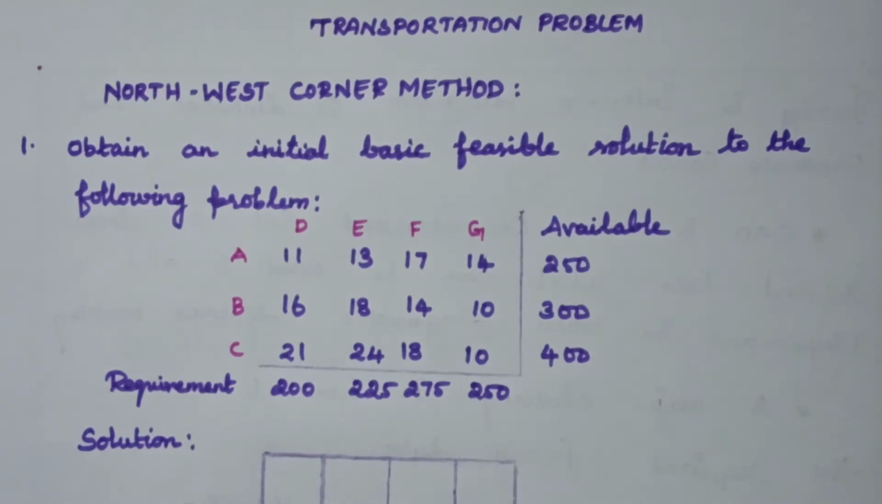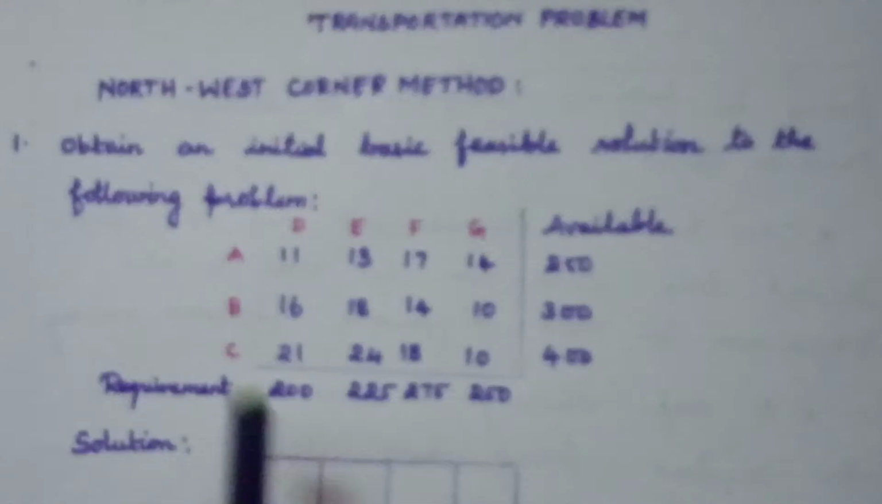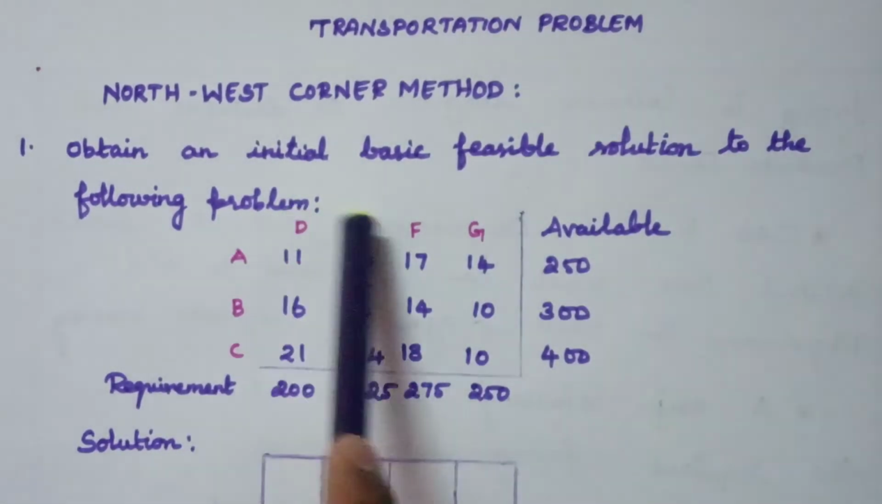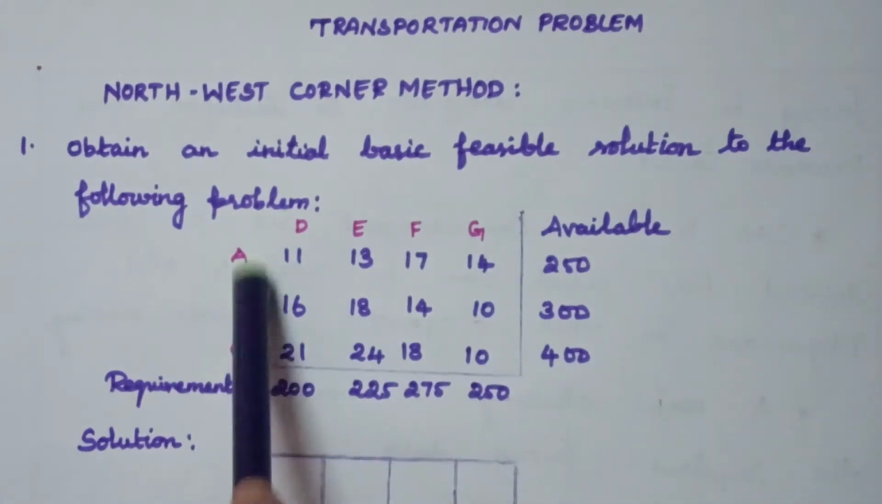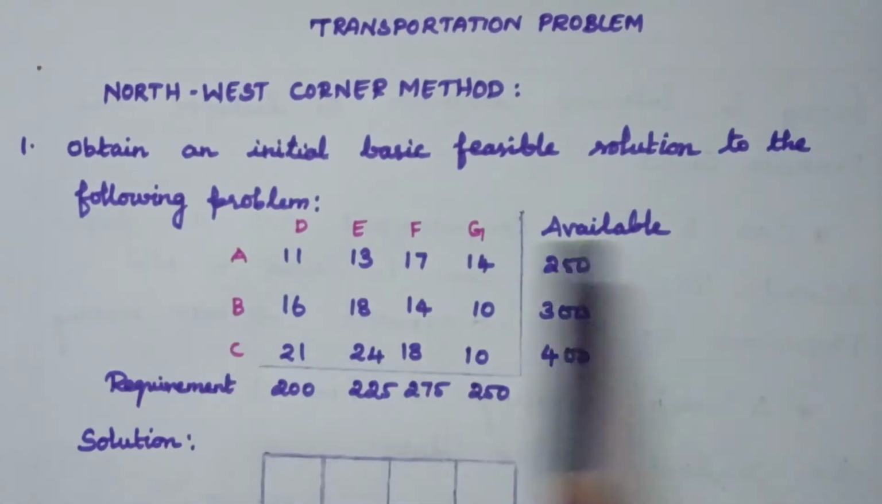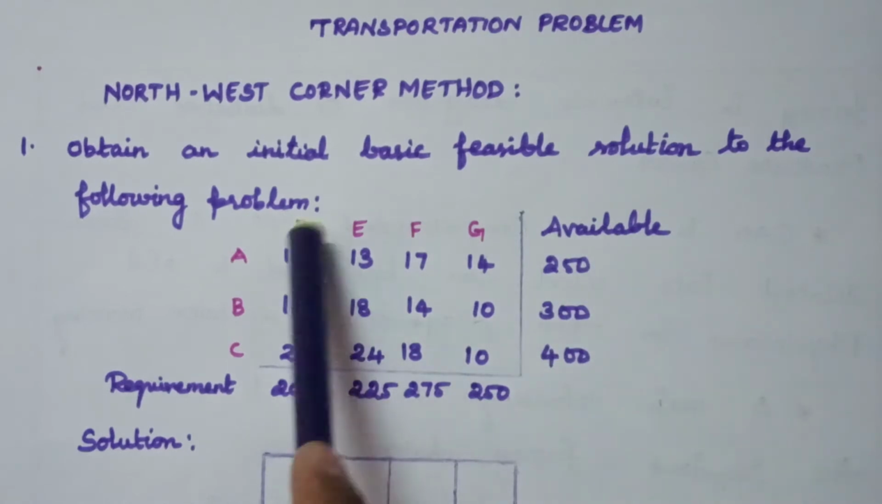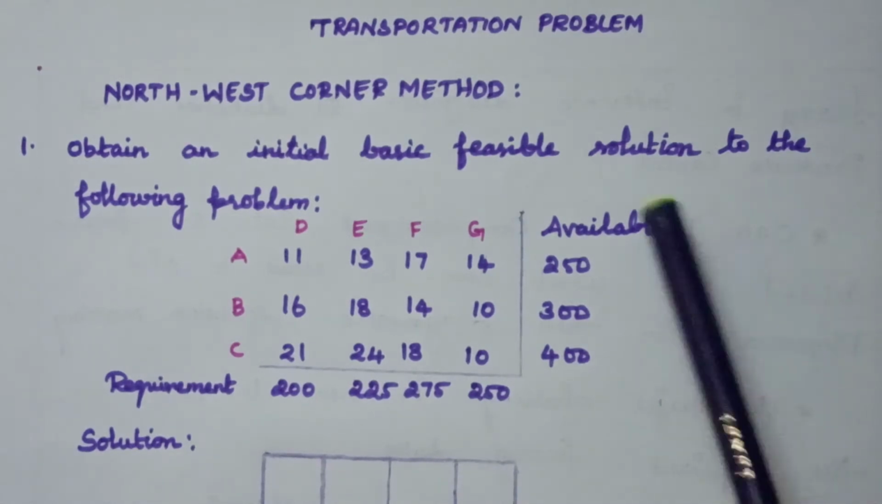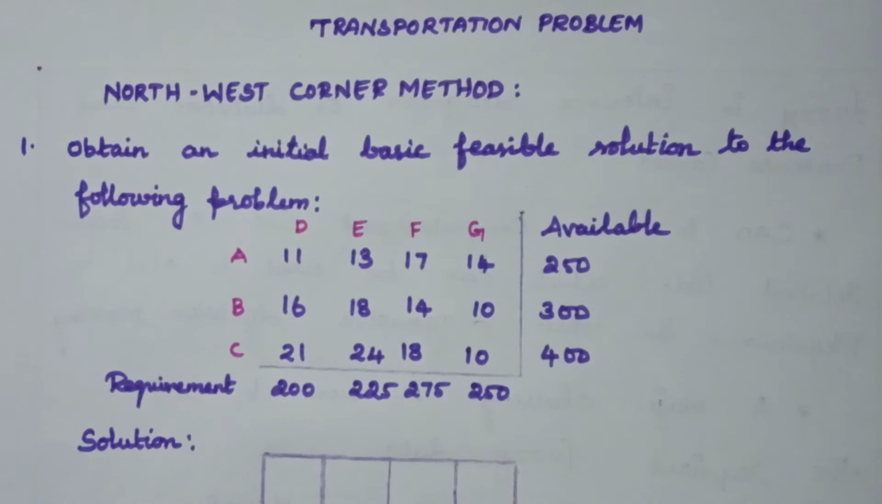The problem is given. So what is the problem? Obtain an initial basic feasible solution to the following problem. Here are the destinations. The columns denote the destinations D, E, F, G. Here are the sources. A, B, C are the sources. Source availability is given here and destination requirement is given here. 200, 225, 275 and 250 are the requirements and the availability is given here. So we have to find the initial basic feasible solution using the northwest corner method.